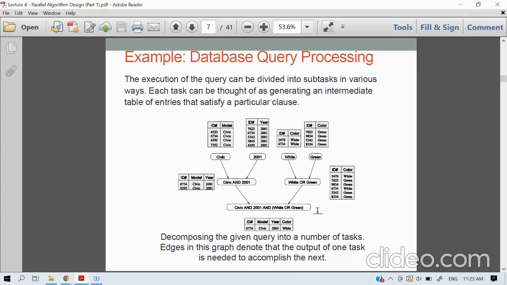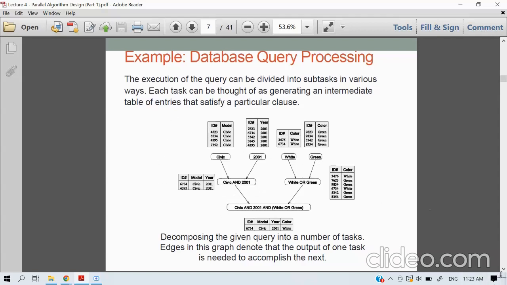the required SQL code. Okay, so decomposing the given query into a number of tasks. Edges in this graph: note that the output of one task is needed to accomplish the next. If you notice, this is the graph. This is the node, and then the node has the edge that shows where to proceed, which node needs to be pointed to. So this is one example of the graph.